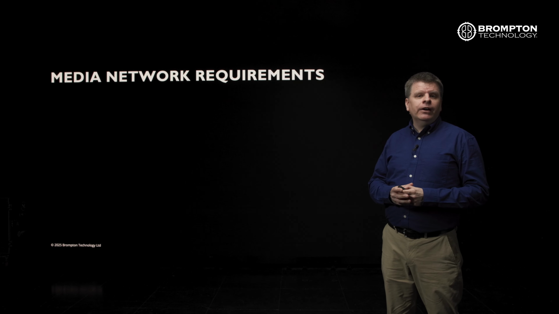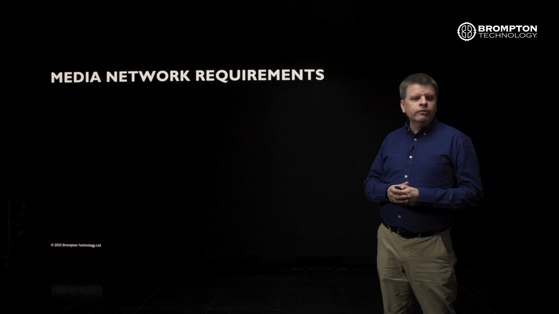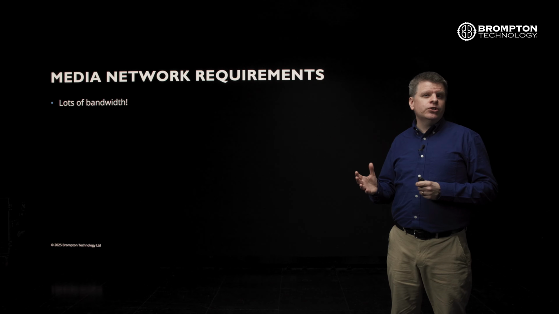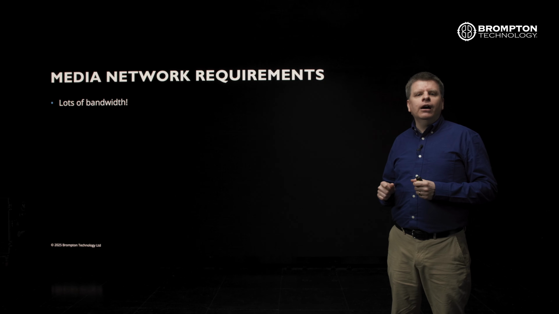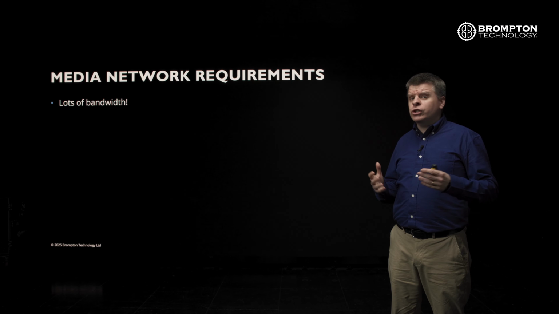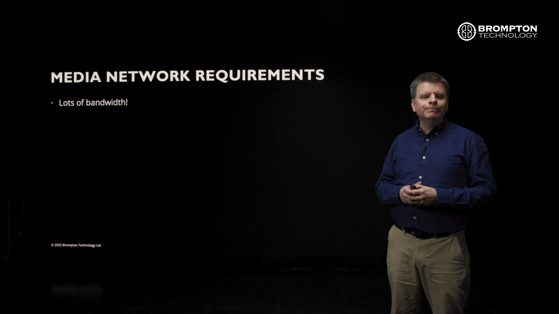Let's talk a little bit about actually what our media network needs to do for us. So the most obvious requirement is it needs to support lots and lots of bandwidth. Video streams, especially when we're talking about 4K and 8K, there is a lot of data there. An 8K video stream can be around 80 gigabits per second, which is a huge amount of video data to have to deal with. Fortunately, there are plenty of network products out there that support that amount of bandwidth, so not a problem for us. We can still use those commercial off-the-shelf switches that we talked about earlier.